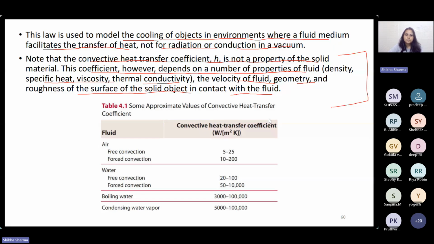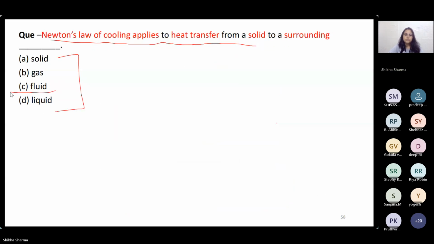And if we see here, it depends on the fluid property. For air it's different, and for condensing vapor it's different. So here, the answer is fluid.